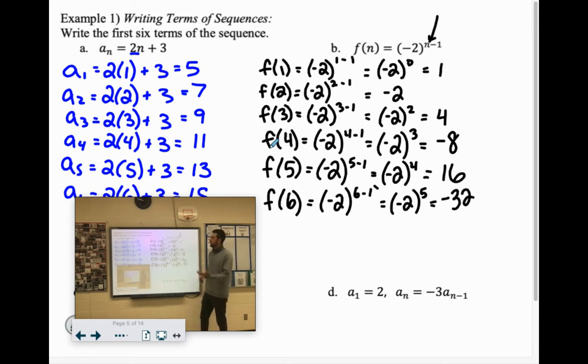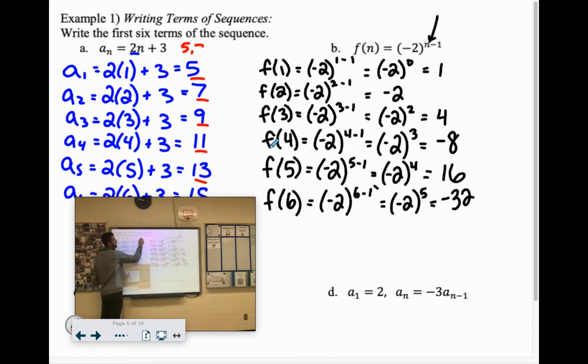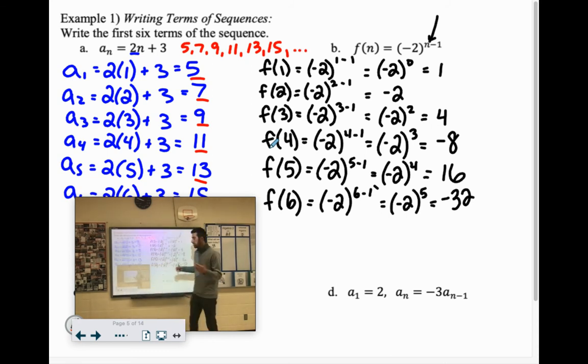Now here's something I forgot to do on A. I didn't actually write out the sequence, which I should have. So we just write our answers in order. So we had 5, 7, 9, 11, that's 4 terms, and 13, then 15. Now, we only did the first 6 of the sequence, but the sequence goes on forever.